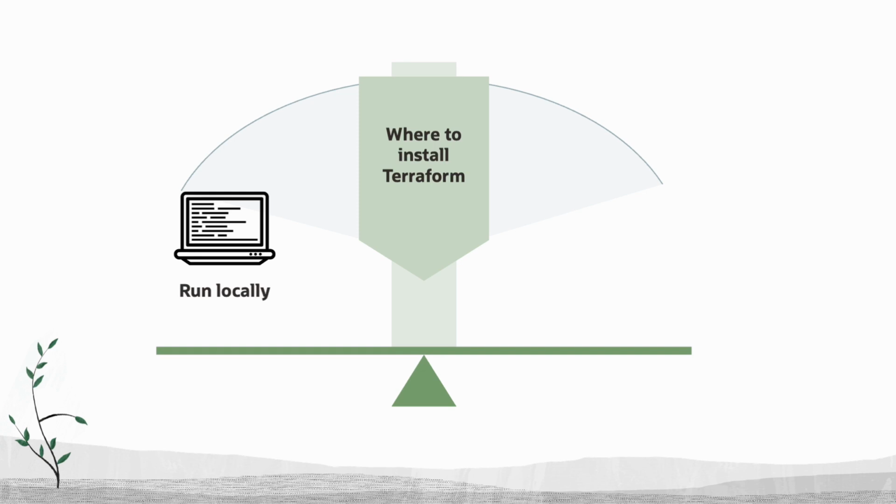This process typically includes downloading the appropriate Terraform package for your operating system, extracting the files, and adding the Terraform binary to your system's path environment variable for easy access from the command line. Once installed, you can verify the installation by entering terraform version in your terminal or command prompt, which should display the installed Terraform version.